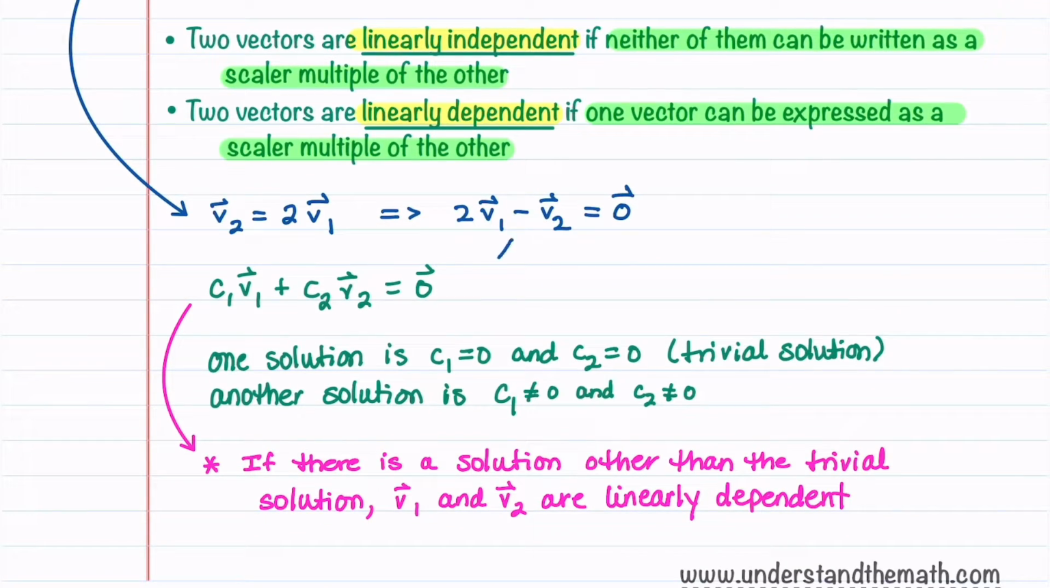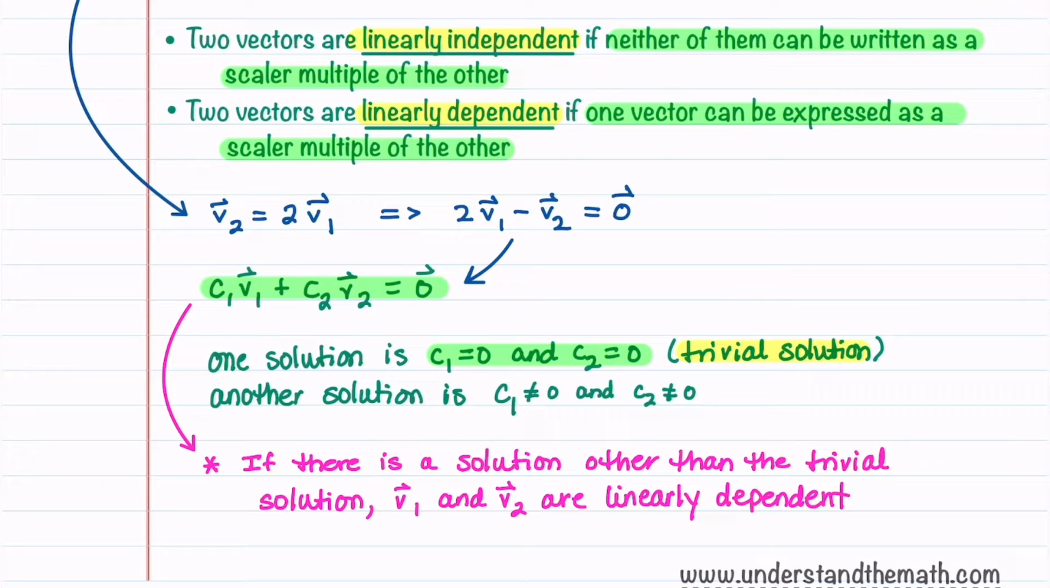This equation is of the form c1v1 plus c2v2 is equal to 0. One solution to this equation is c1 is equal to 0 and c2 is equal to 0, and we call this the trivial solution. This equation will always have the trivial solution.